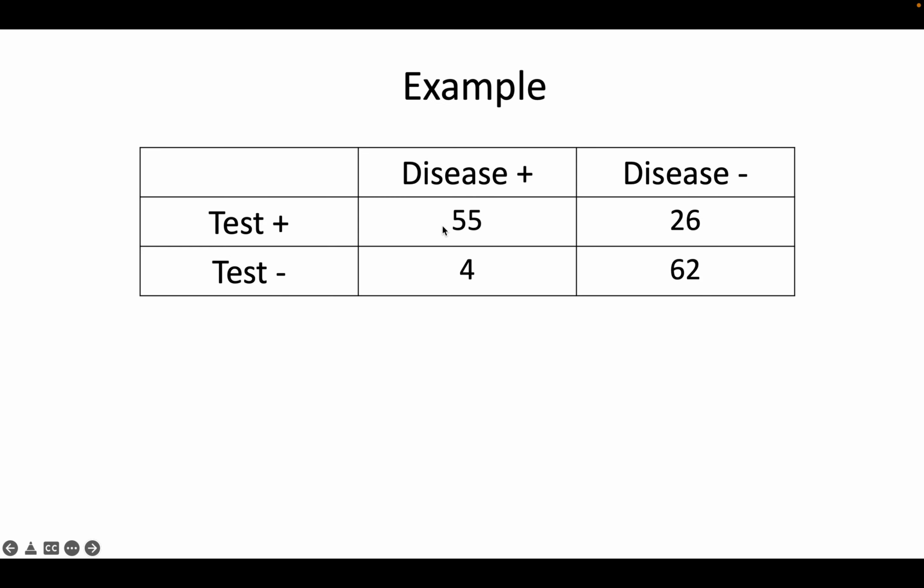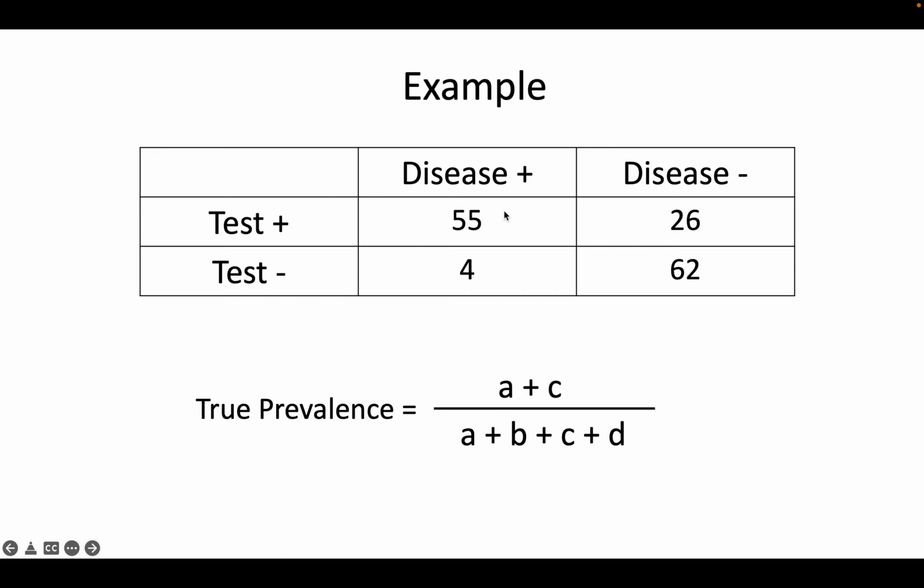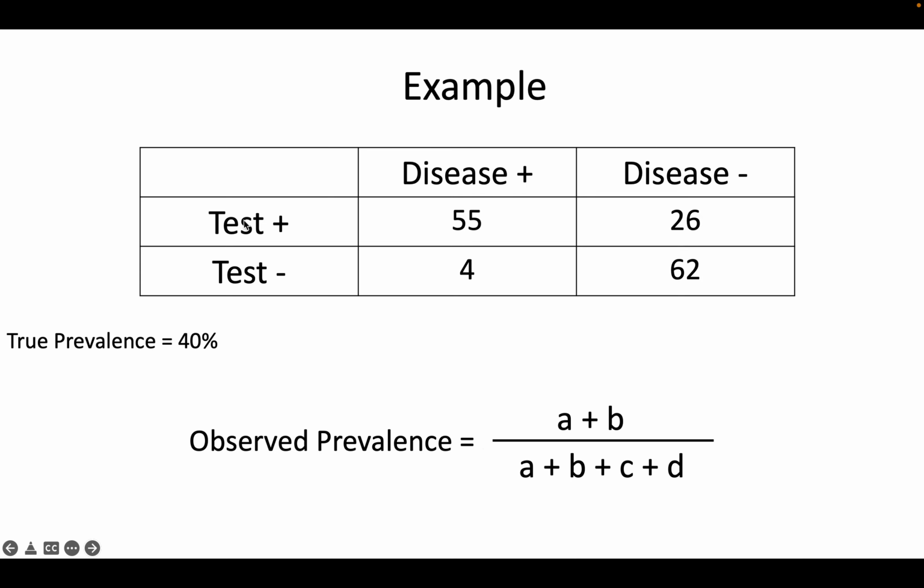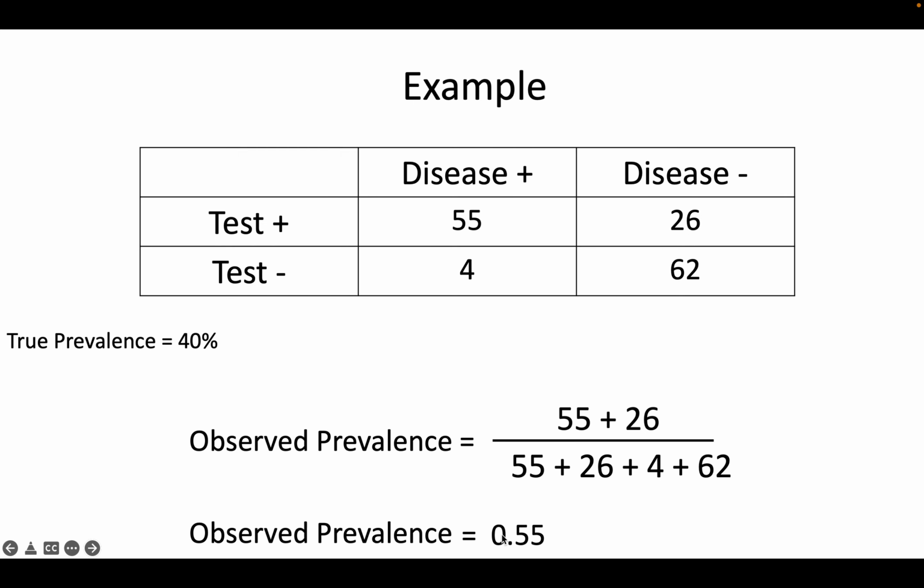So here's an example with numbers in those cells, showing the proportion that are true positives, true negatives, false negatives, and false positives. If we were to find the true prevalence, it would be A plus C over everything. So working that out, it would come out to 40%. The observed prevalence is the number of people the test called positive over everyone, and that comes out to 55%. So there's a bit of deviation there. Pretty much as soon as these cells are populated with anything, we know that there's some differences in what the test said.